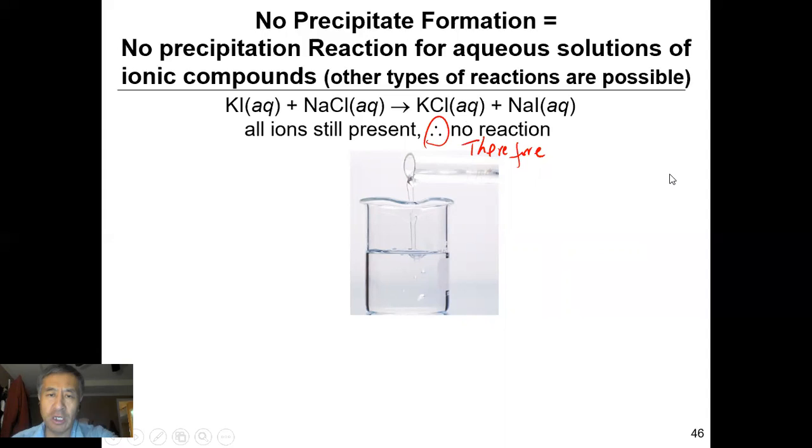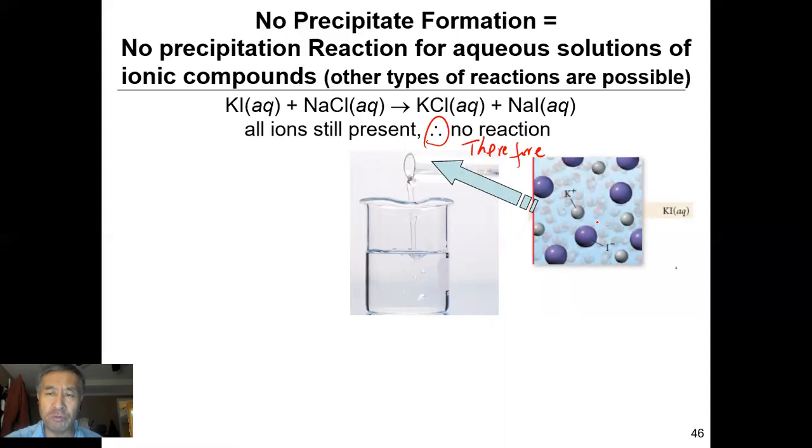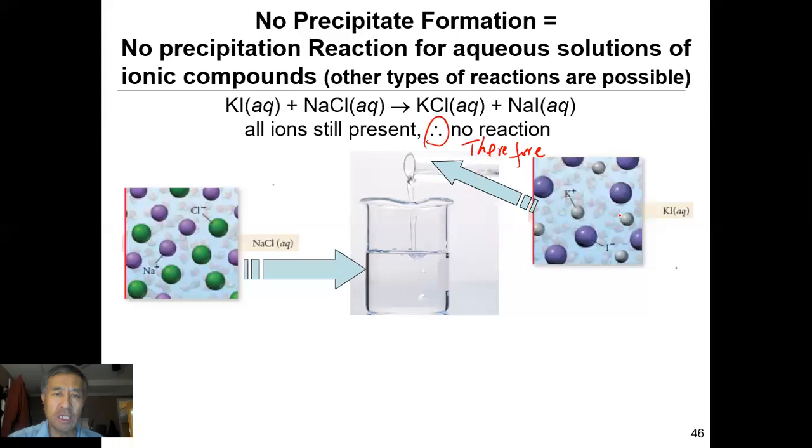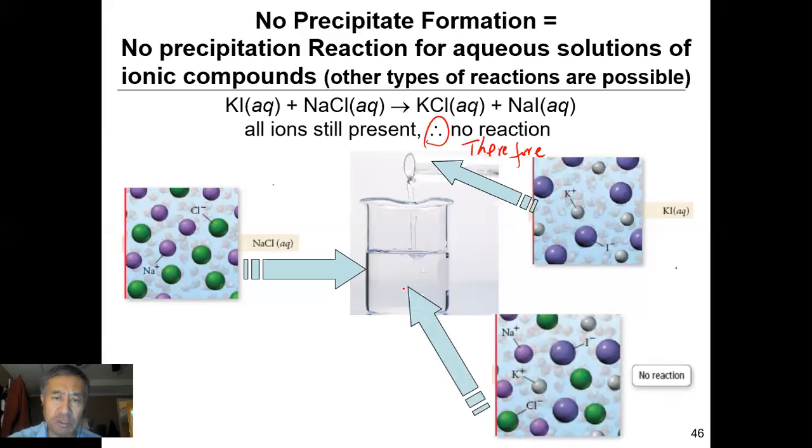In this particular example, there's just no reaction at all. On the molecular view of those solutions, the reactant is KI. The smaller circle is the K+ ion, the relatively big one is the I- ion, and the background is the water molecules. In the beaker, initially we have a sodium chloride aqueous solution. The sodium ions are purple, the green ones are chloride ions, and the background is water molecules. After we mix the solutions, we still have all those ions: the sodium ion and potassium ion still floating, and so do iodide and chloride.